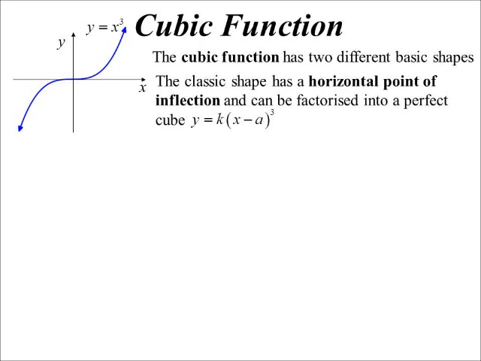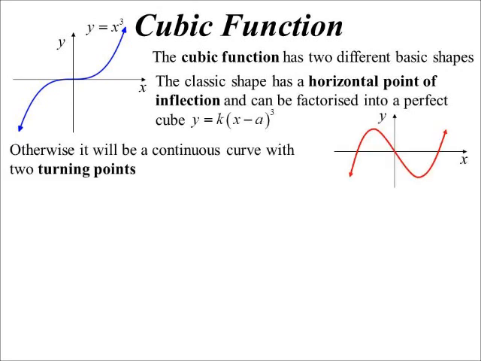But any cubic that could be factorised down to a perfect cube, so (x minus a) to the power of 3, maybe times some constant, will have that particular shape. Okay? So the point here at the origin is what's called a horizontal point of inflection. So the curve inflects rather than reflects. So the parabola, for instance, reflects at the origin, as opposed to the cubic, which inflects at the origin.